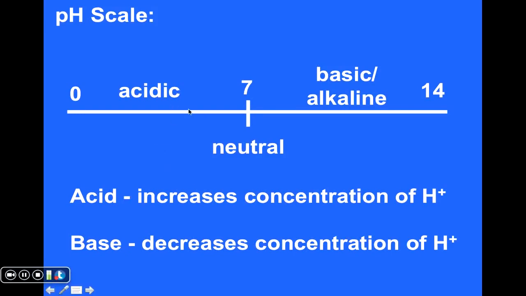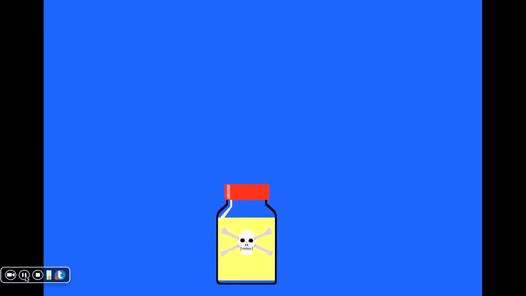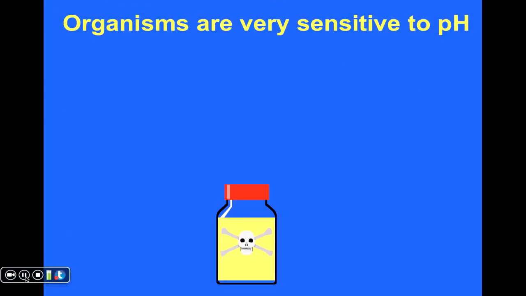So just keep in mind, and this is often a source of confusion for many people, that for acids, the lower the pH number, the more acidic something is, and the higher the concentration of protons. Something that's alkaline has a higher pH number, and they actually have a lower concentration of protons. Why do we care about pH? Why do we mention it here?